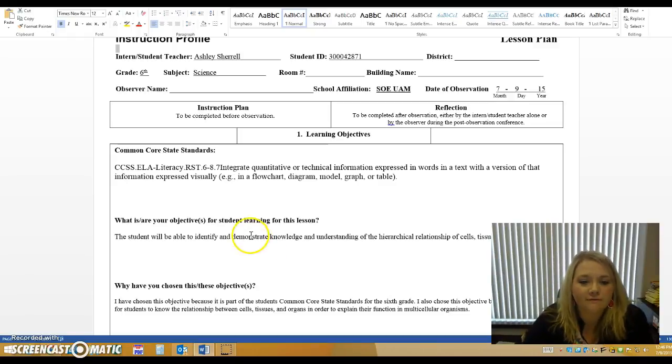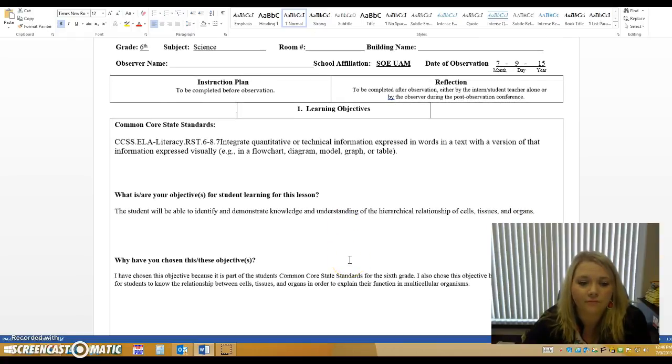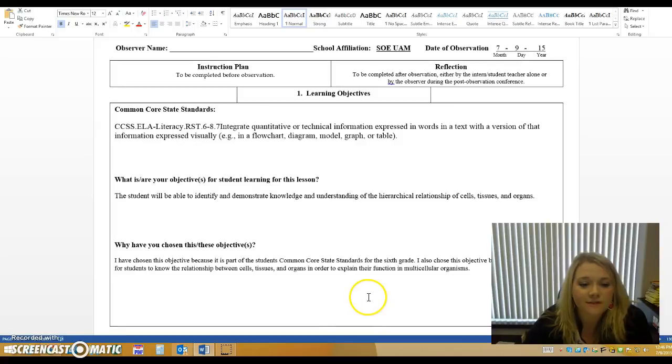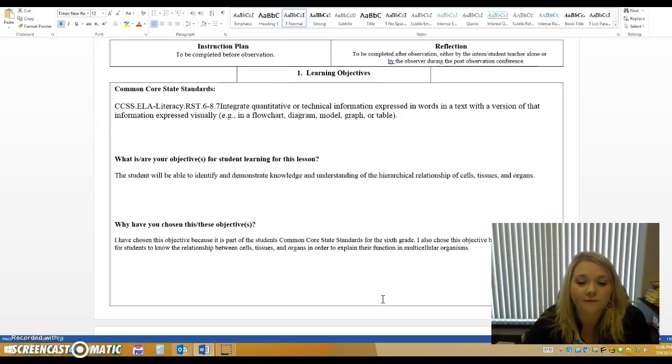What is your objective for student learning for this lesson? The student will be able to identify and demonstrate knowledge and understanding of the hierarchical relationship of cells, tissues, and organs. Why have you chosen this objective? I have chosen this objective because it is part of the student's Common Core State Standards for the 6th grade. I also chose this objective because it is important for students to know the relationship between cells, tissues, and organs in order to explain their function in multicellular organisms.